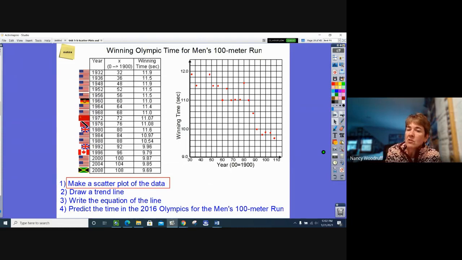Okay, next thing you're going to do is draw that trend line through the center, and that's where I saw mine going. And yes, I do not have the arrows on there. I apologize. Okay, moving on, so we're going to get the equation of the trend line.